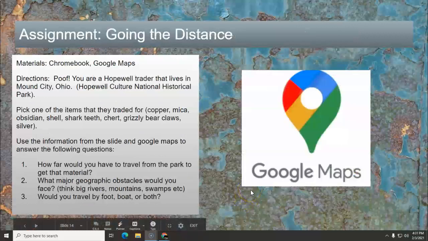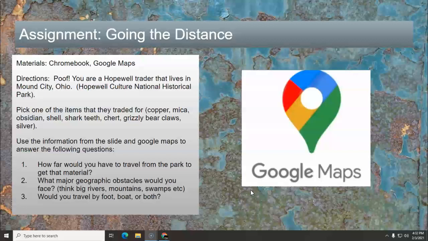So your assignment, you are going the distance. So poof, you are a Hopewell trader and you live in Mountain City, Ohio, which on Google Maps you're going to put in as the Hopewell Culture National Historical Park. And pick one of those items that we just talked about. And you're going to use Google Maps. Look back on the slide for the location that the item came from. And you're going to figure out how far you would have to travel in miles from the park to get that material.